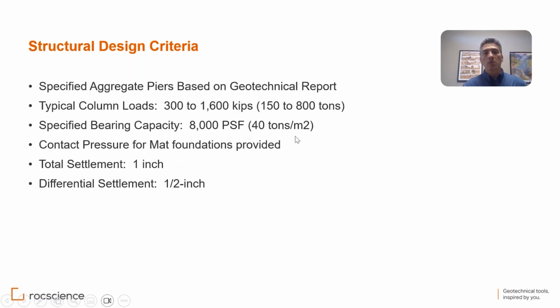So for this particular job, there were two challenges: control settlement with the ground improvement, but also increase the bearing capacity. Typically for the soils in the area without any improvement, you will get somewhere around 3,000 PSF, which is about 15 tons per square meter. So that was one of the reasons for the geotechnical engineer to recommend the ground improvement, to increase the bearing capacity, be able to control settlements, but also reduce the size of the footings.